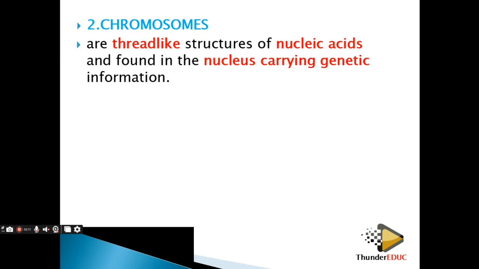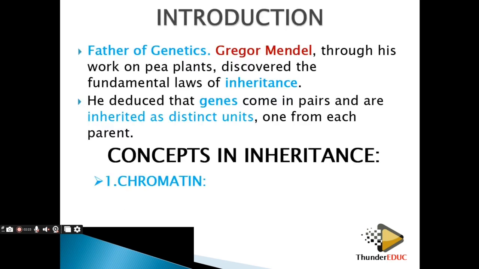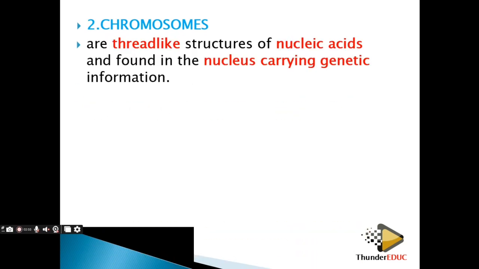Now, the next concept is chromosomes. Chromosomes are thread-like structures of nucleic acids found in the nucleus, carrying genetic information. If we go back here, we'll see that we have chromatin. This chromatin will now become chromatids, then two chromatids held together by a centromere. Remember, they make up a chromosome. These chromosomes are thread-like structures of nucleic acids, remember, RNA and DNA, and are found in the nucleus carrying genetic information.